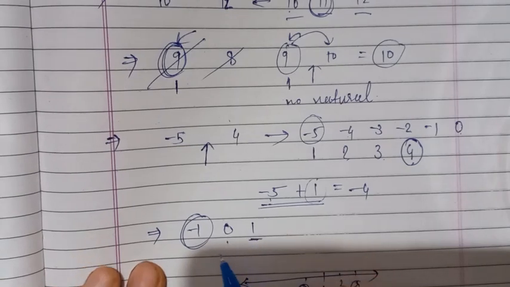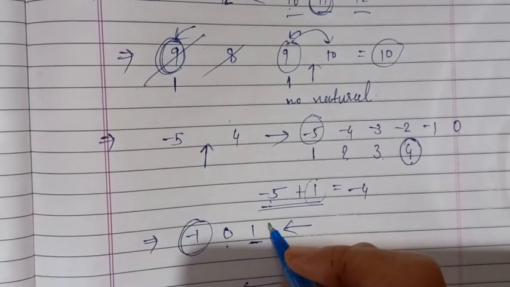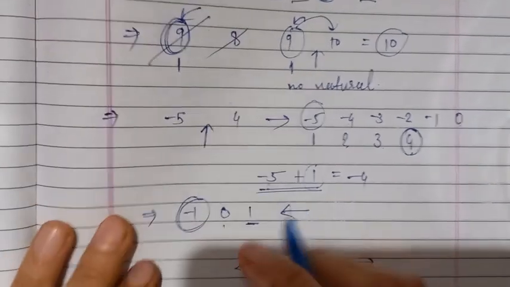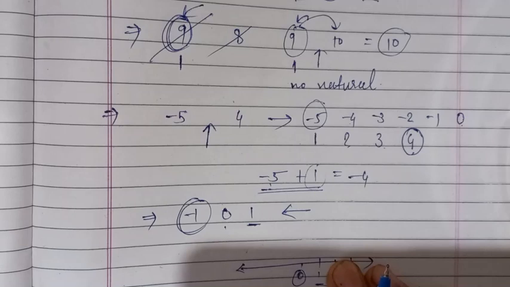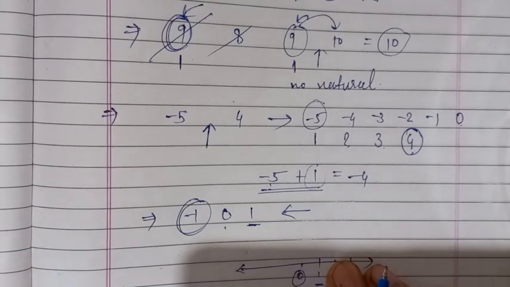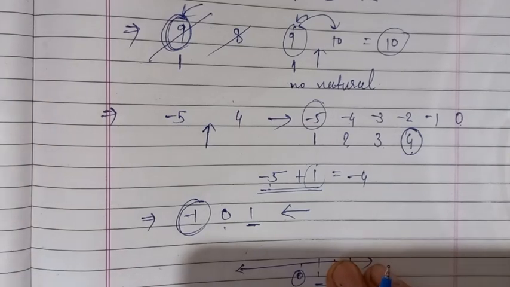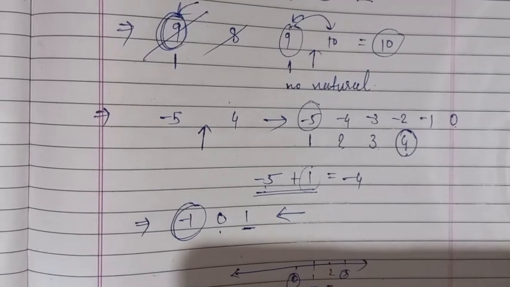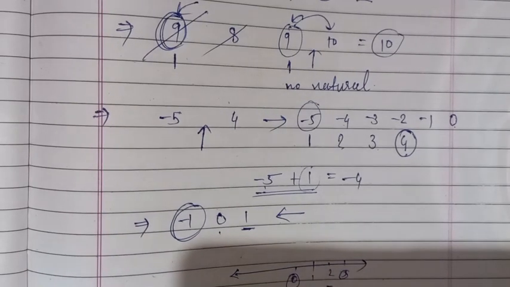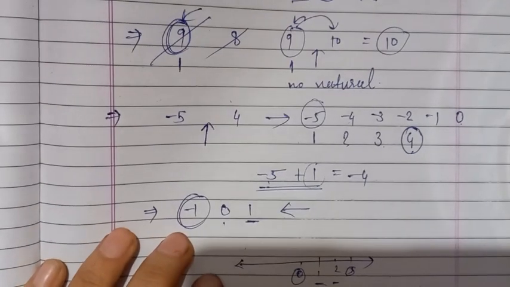So 1 integer is there between -1 and 1. 0 is also an integer. If we talk only about positive integers, 0 is not included. If we talk about negative integers, 0 is not included. But if we talk about the whole set of integers, then 0 is included.